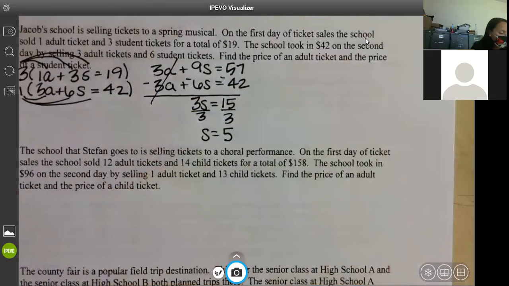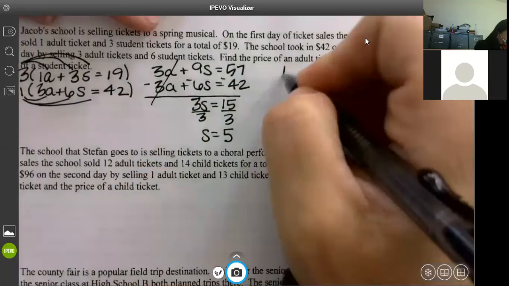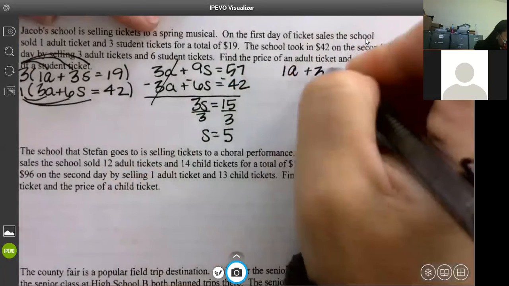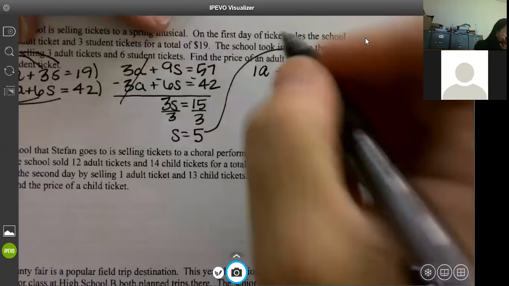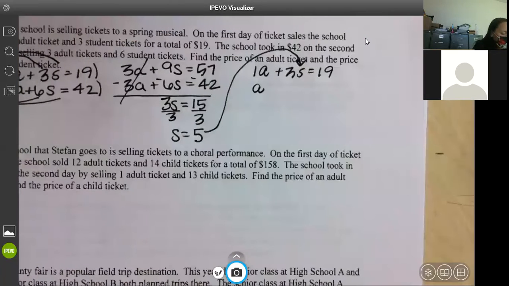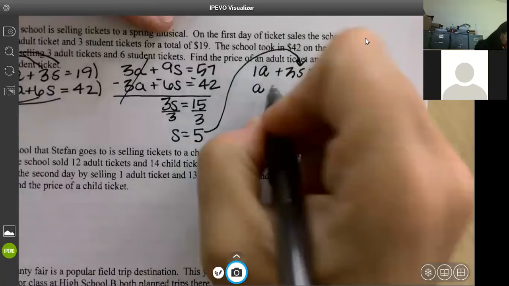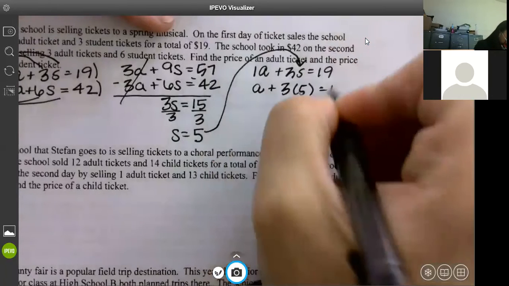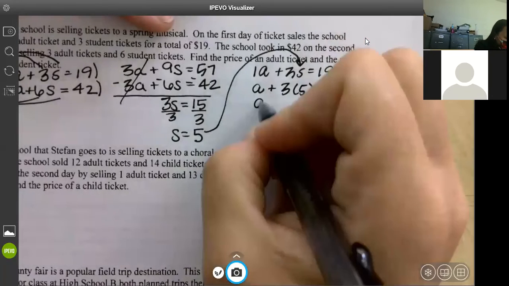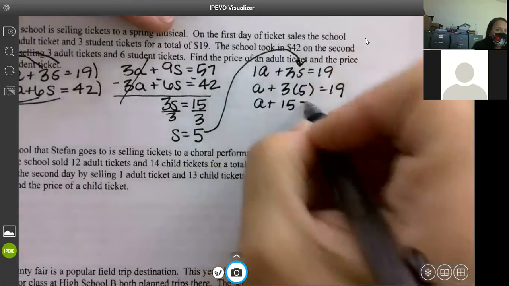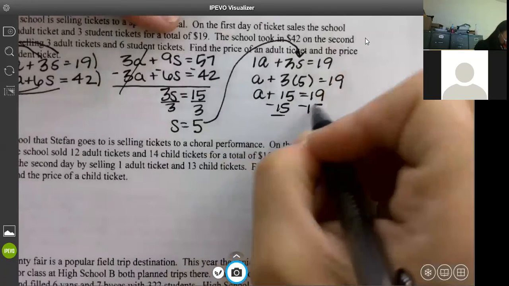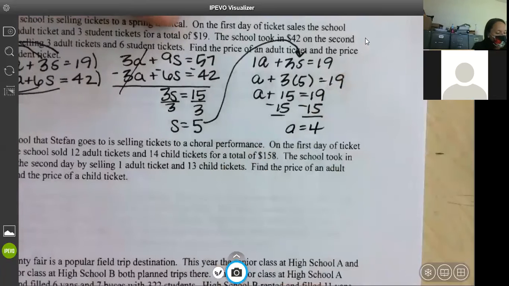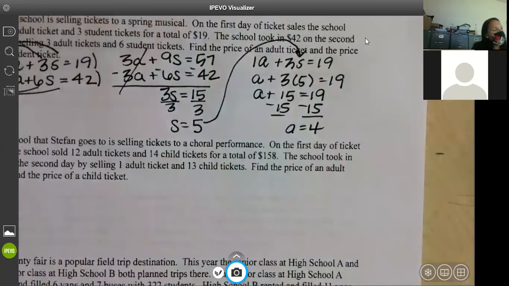Pick the equation that you started with. This 1A plus 3S equals 19 is your easier one. And we're going to plug in 5 for S right there. Remember, I can just write 1A as A. Plus 3 times 5 equals 19. What's 3 times 5? How do I solve? What's 19 minus 15? So how much is an adult ticket and a student ticket?